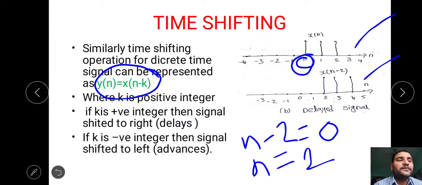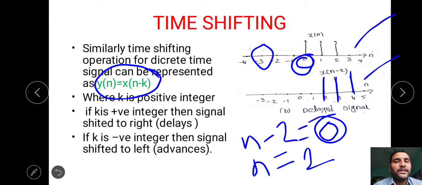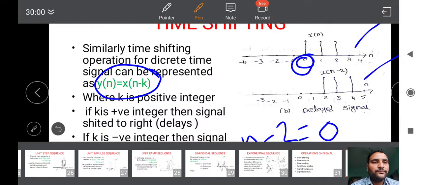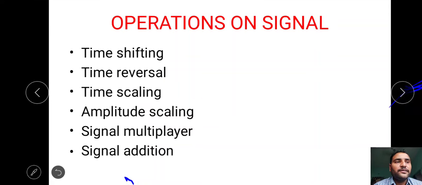That means the signal I have to draw must start from 2, so it goes from 2 to 4. That is the x of n minus 2 signal. We take n minus 2 and place the original signal's starting value. If it is 0, we place 0. If it is minus 3, we place minus 3. This way we should find the shifted signal. This is x of n minus 2.